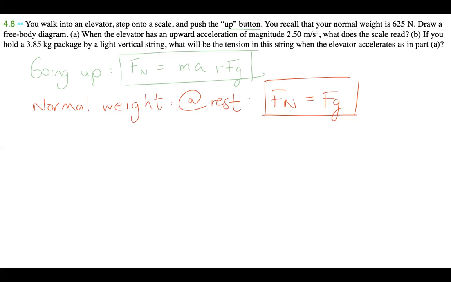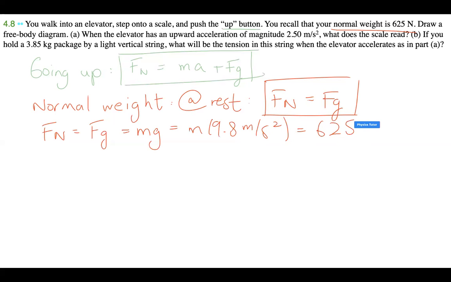So if that's the scenario and our normal weight is 625, then if Fn is equal to Fg, that's equal to mass times our acceleration due to gravity on Earth. We know that's mass times 9.8 meters per second squared, and that is equal to 625 newtons, right? So that's 625 newtons. Then all we have left is to solve for mass.